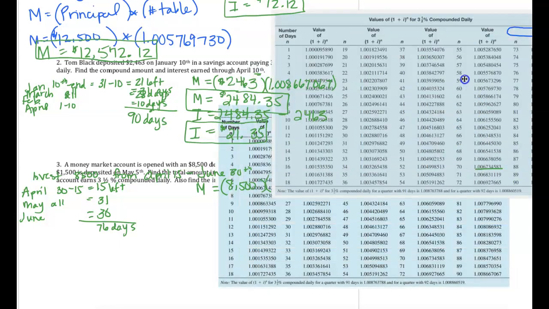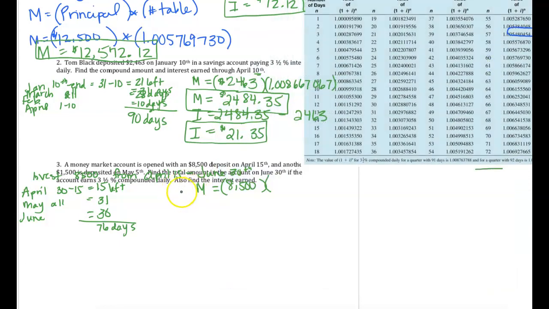Taking that number to our calculation, it was 1.007313939, and that gives us a maturity value of $8,562.17. Let's go ahead and calculate the interest in that time.